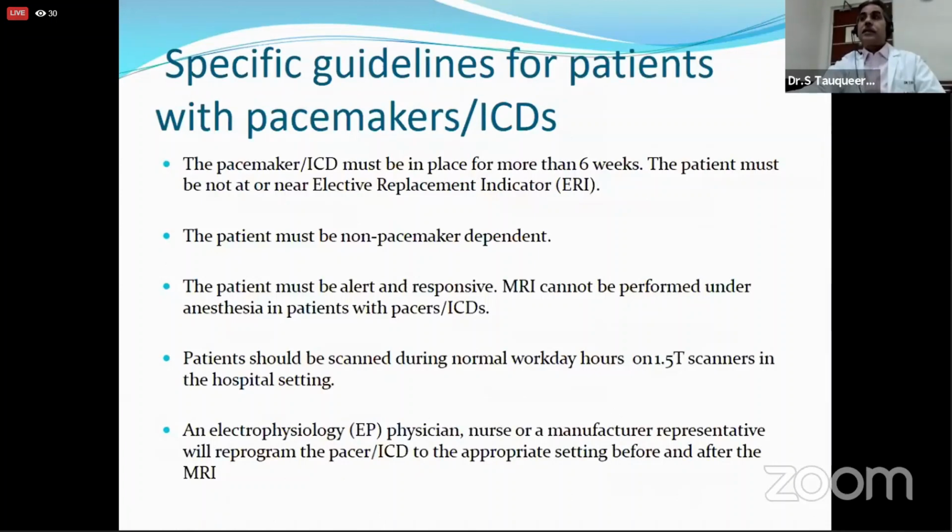So if MRI has to be done for a patient with a pacemaker, it has to be planned with the availability of the electrophysiology physician or the manufacturer representative, who has to sit through the examination. He switches off the pacemaker, the examination is performed, and after the examination is done, the pacemaker is reset. All these conditions need to be fulfilled before we do the scans on patients with pacemakers. And remember, 1.5T is the magic number over here. 3T MR is not safe for pacemaker study.